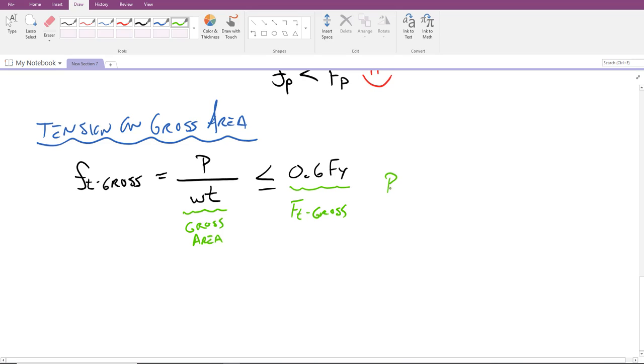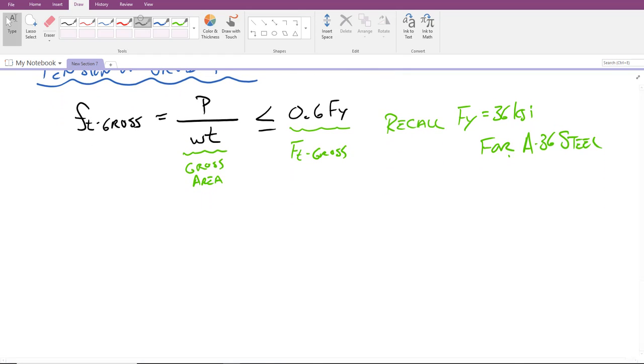One other quick note here. We do need the yield stress, and for 36 KSI steel, the yield stress is 36 KSI. All right, time to plug some math through.